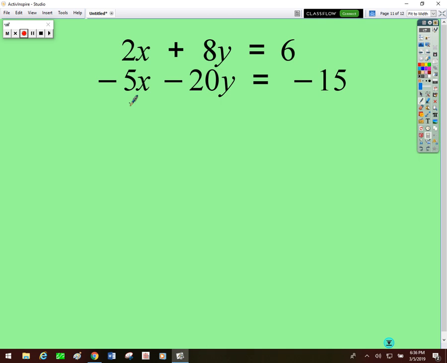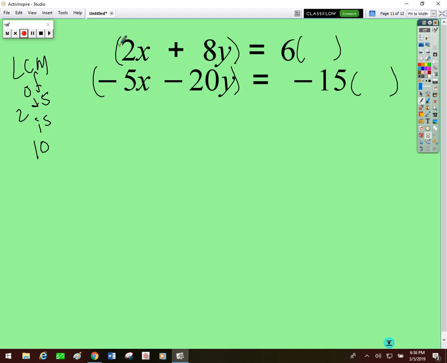So I'm going to choose to get rid of these x's. Okay, so what I want to do is I've got to distribute something on both sides, right? And what I want to do is turn this into the opposite. Well, the least common multiple of 2 and 5 is 10. So since this is negative, let's just leave it negative. Let's leave this positive. I want to turn this into a positive 10, this into a negative 10. Well, to do that, I'm going to multiply the top by 5 and the bottom by 2.